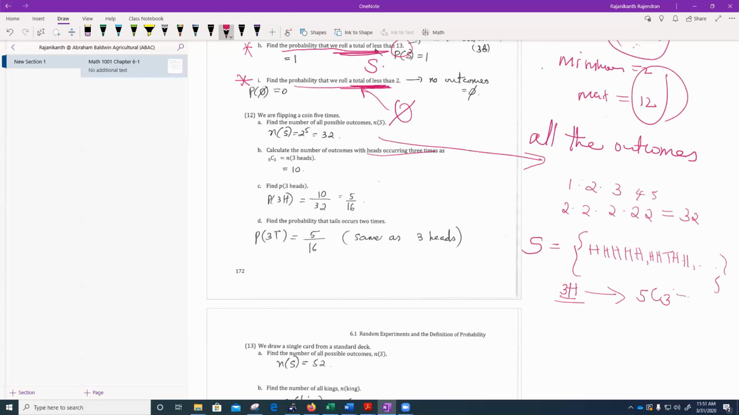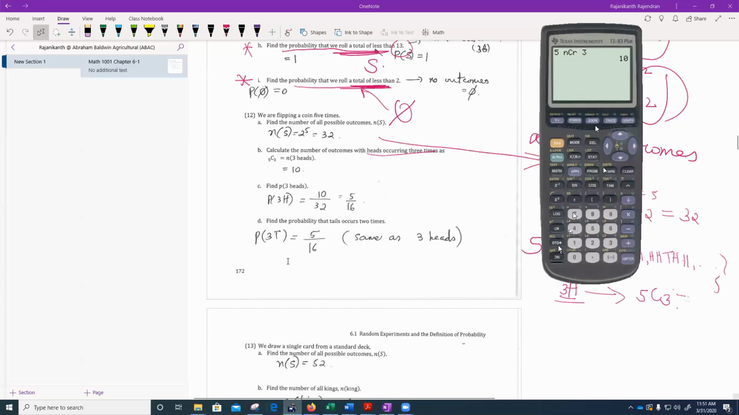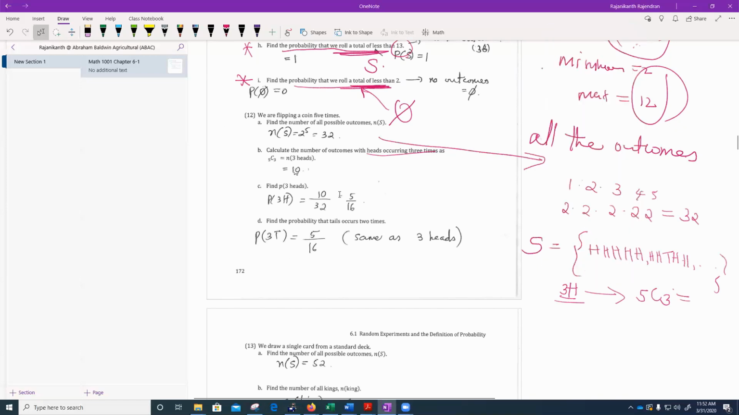What is 5C3? Just type it into your calculator. 5, go to math, number 3, nCr, and type 3 and enter. 5C3 is 10, right? That is why we have 10. That means if you write out all the possibilities, you will see 10 outcomes with 3 heads and 2 tails, right? Therefore, the outcomes are 10.